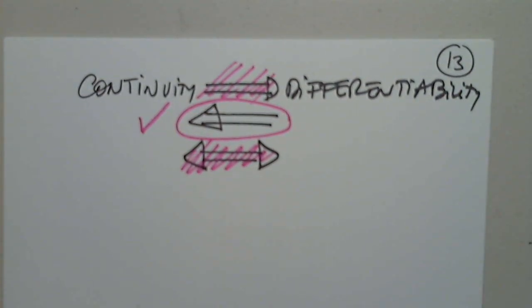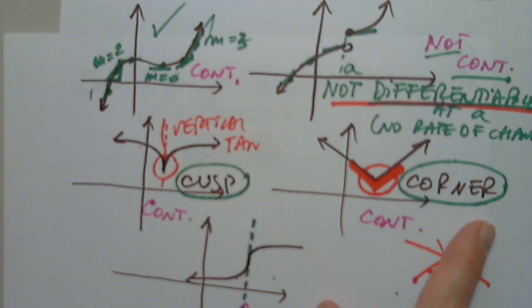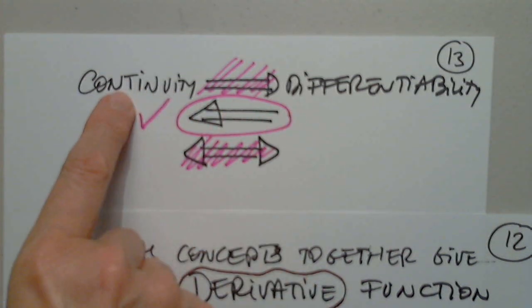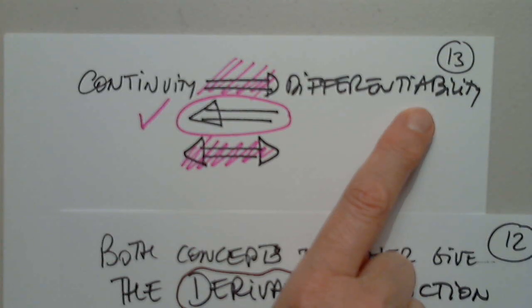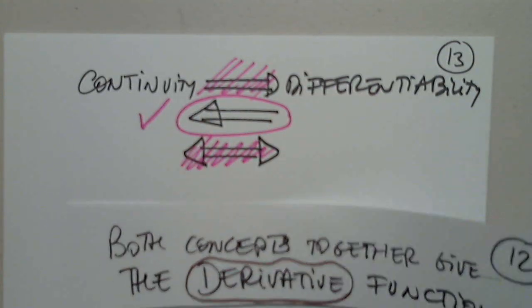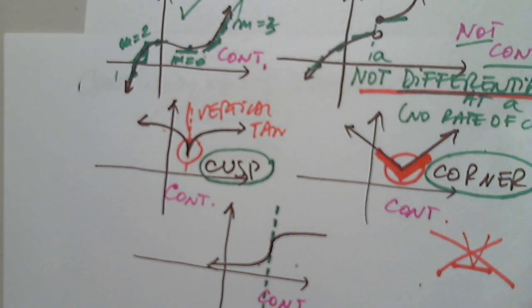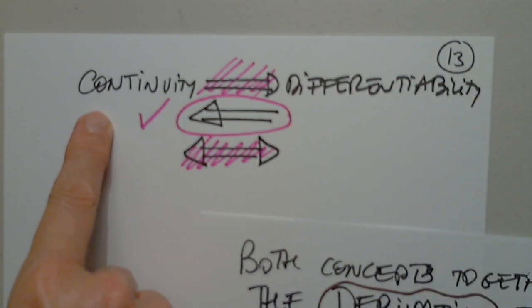Where? Continuous, but it has a cusp. Continuous, but it has a corner. Continuous, but it has a vertical tangent. In these 3 situations, that's why continuity doesn't always imply differentiability. It implies differentiability as long as these 3 situations don't happen. So that's why differentiability guarantees that the function is continuous.